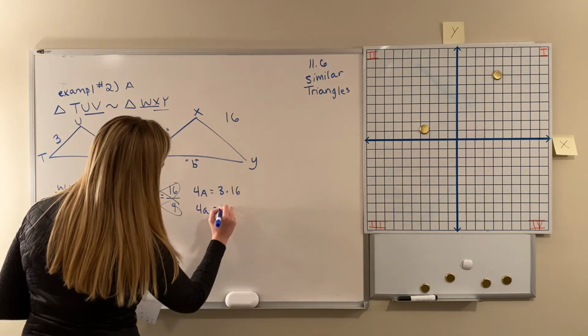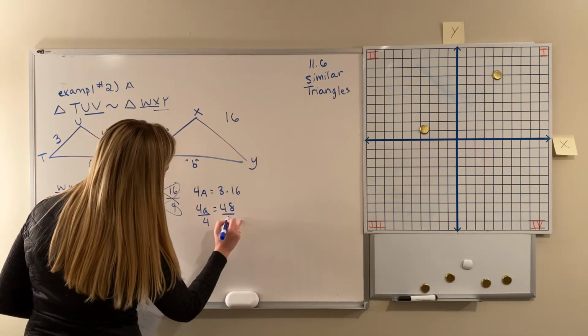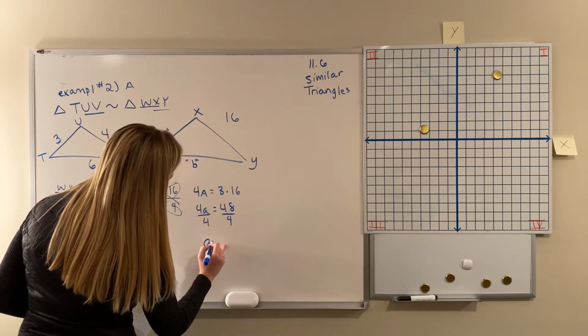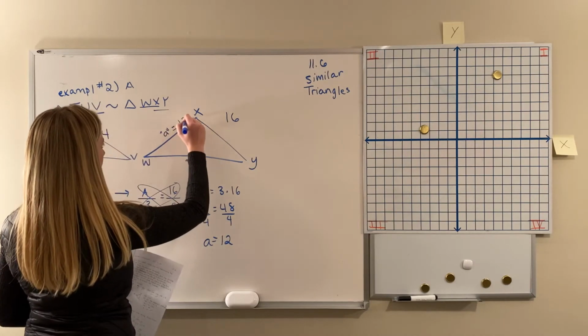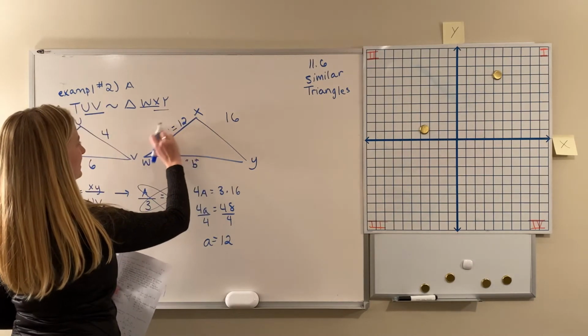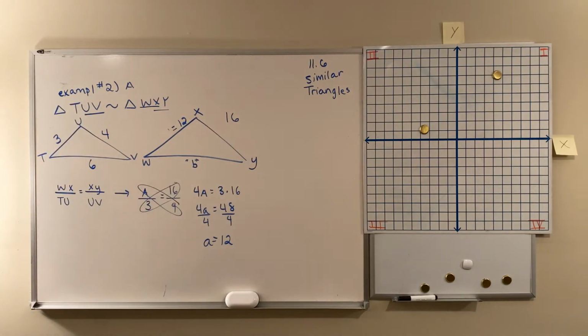4A is equal to 48. Divide out 4 on both sides. A is equal to 12. So A is equal to 12. We're one step closer. Last value left to solve for is B.